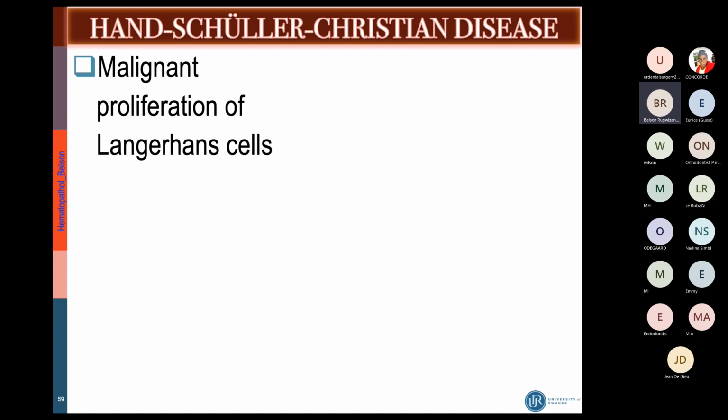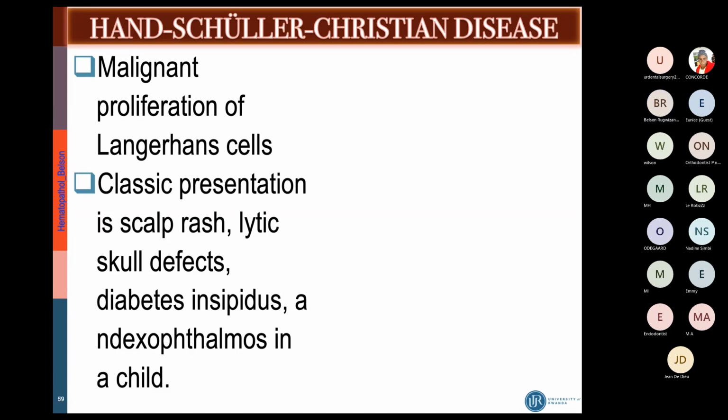Hand-Schüller-Christian disease is another malignant proliferation of Langerhans cells. They have skin rash, lytic skull defects, diabetes insipidus, and exophthalmos, which means the eyes protrude forward. It is seen in children. So you see that it is almost the same as Letterer-Siwe disease, which also has Langerhans cell histiocytosis; they are distinguished by the added features such as diabetes and exophthalmos.